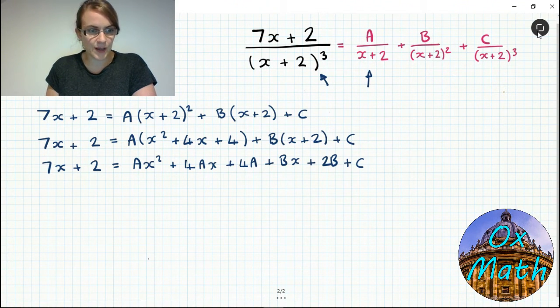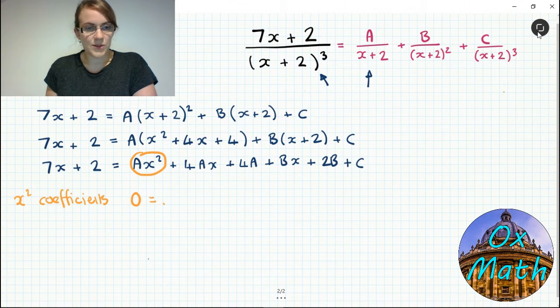So if we first think about our x squared coefficients, so what this means is the numbers in front of the x squared, and we know that the x squared coefficient on the left hand side, which we actually don't have any, must equal all the x squared coefficients on the right hand side. So this is actually our only x squared term, so a is our only x squared coefficient. So that straight away gives us the value of a, and we know that a is 0.